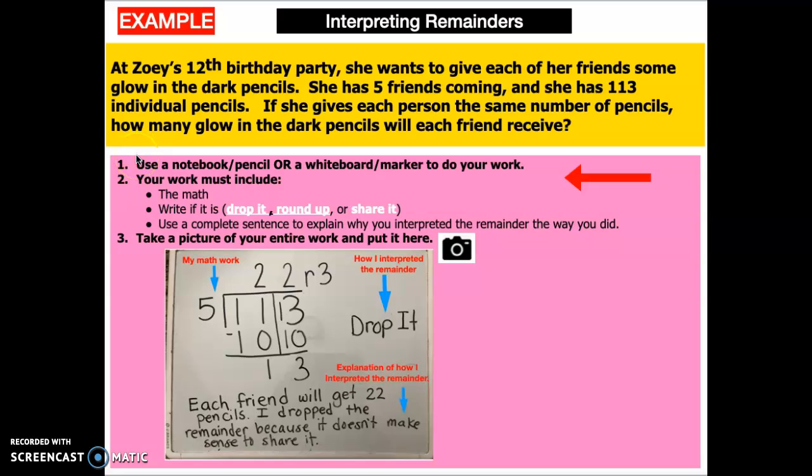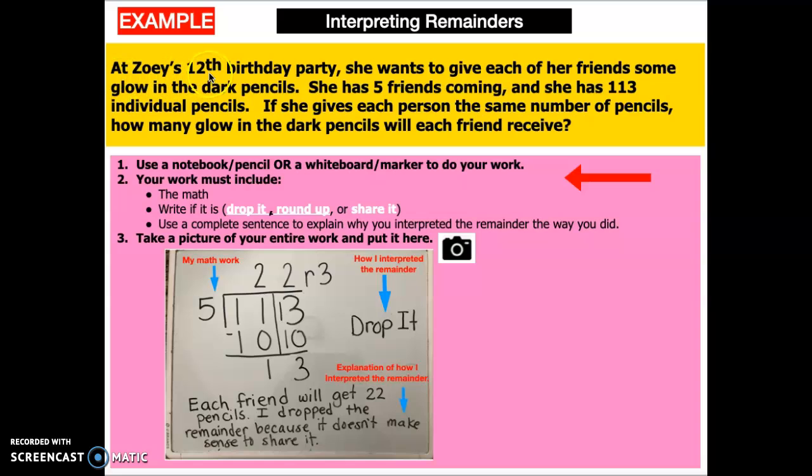So before you start doing your work today, you want to get out a notebook and a pencil, or you can use a whiteboard or marker to do your work. When you do your work for each problem, you must include the math. You need to write if it is drop it, round up, or share it. And you also need to use a complete sentence or sentences to explain why you interpreted the remainder the way you did. Lastly, you need to take a photo of the work and then upload it onto each page for each problem. Let's take a look at this problem.